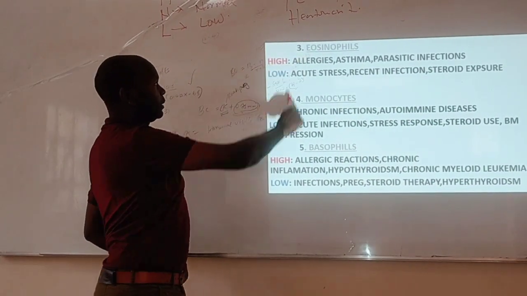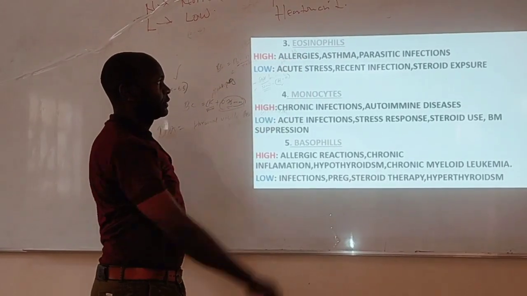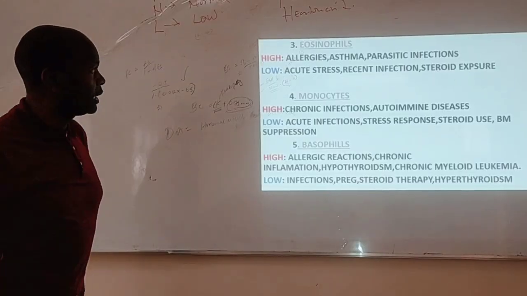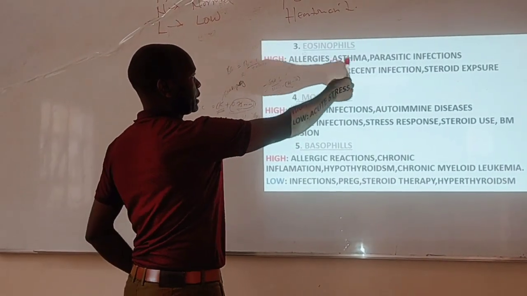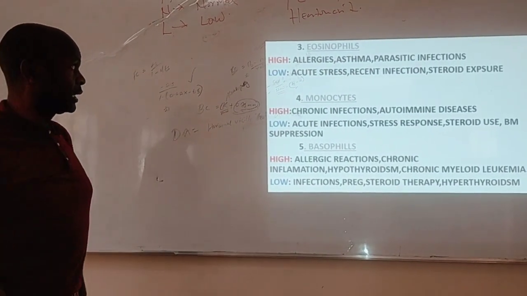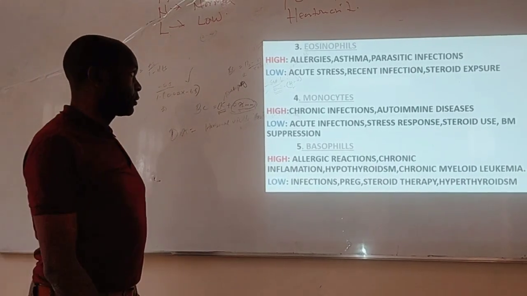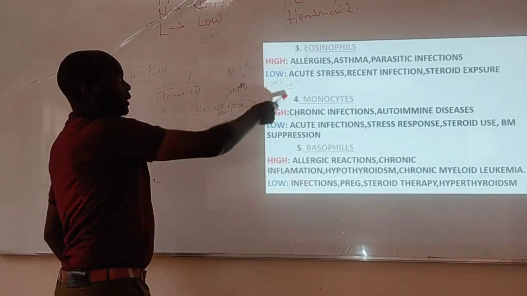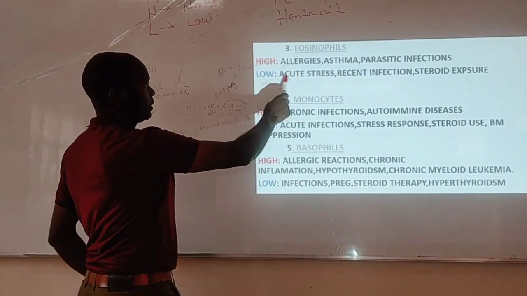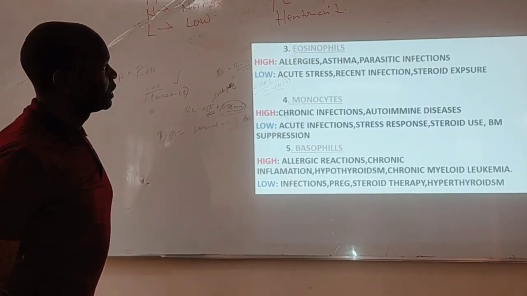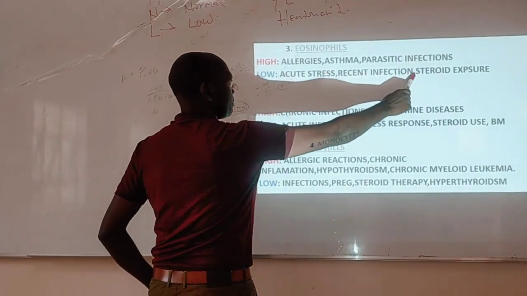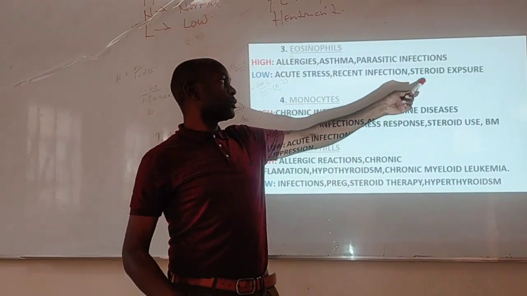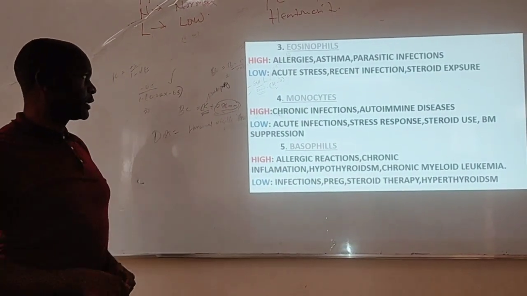The eosinophils, when they are high, indicate allergies and also parasitic infections. The commonest allergy we encounter in practice is asthma. Others include allergic conjunctivitis and dermatitis, among others. And when the eosinophils are low, then the patient could be in acute stress, or it can just imply that this patient had a recent infection, or the patient is also exposed to steroids.